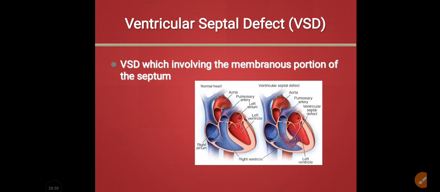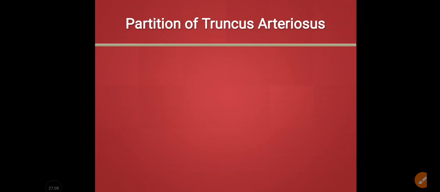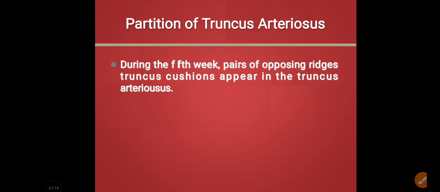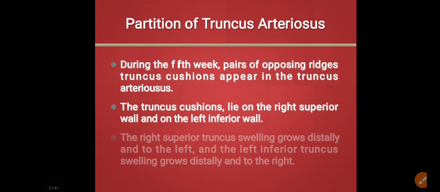VSD or ventricular septal defect involves most commonly the membranous part of the interventricular septum. Partition of the truncus arteriosus separates the pulmonary trunk from the aorta. It is formed during the 5th week of development by two cushions. These cushions are located on the right superior and left inferior wall of the truncus arteriosus. These cushions grow toward each other.